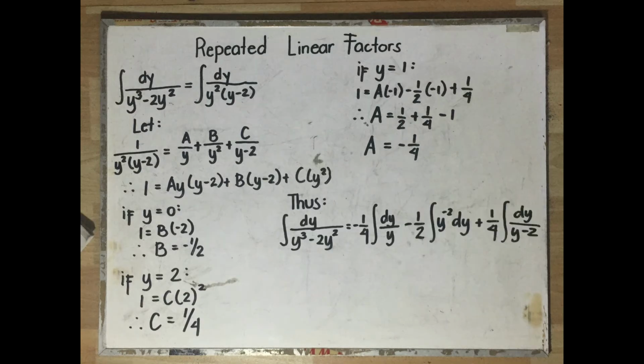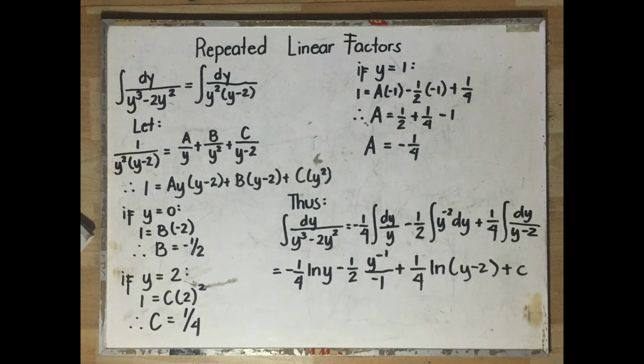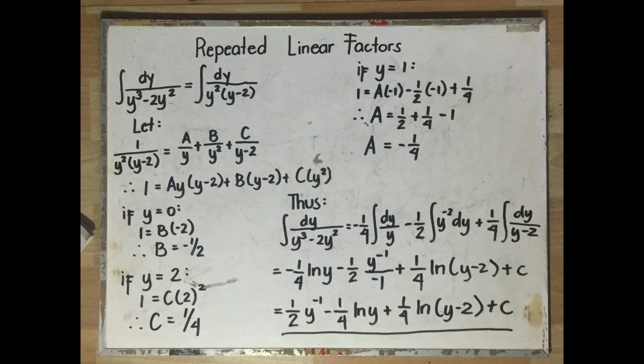Thus, the integration of dy over y cubed minus 2y squared equals negative 1/4 times the integration of dy over y minus 1/2 times the integration of y raised to negative 2 times dy plus 1/4 times the integration of dy over y minus 2, equals negative 1/4 ln y minus 1/2 times y raised to negative 1 over negative 1 plus 1/4 ln quantity y minus 2 plus c, or simply 1/2 y raised to negative 1 minus 1/4 ln y plus 1/4 ln quantity y minus 2 plus c.